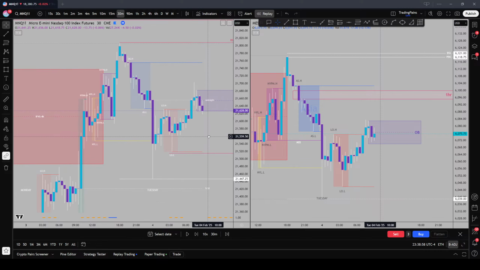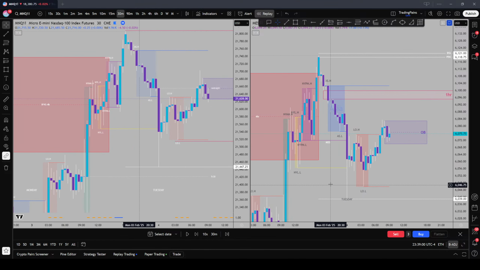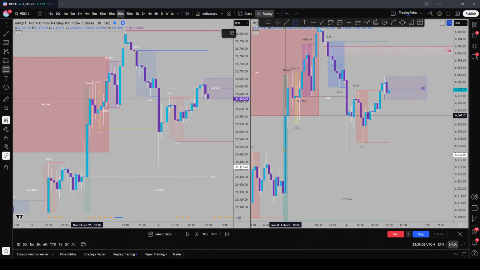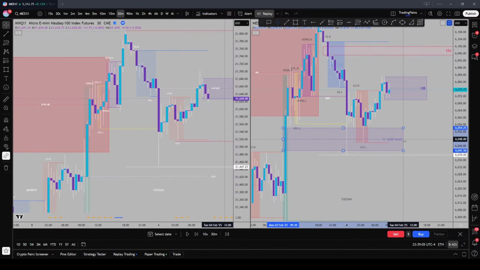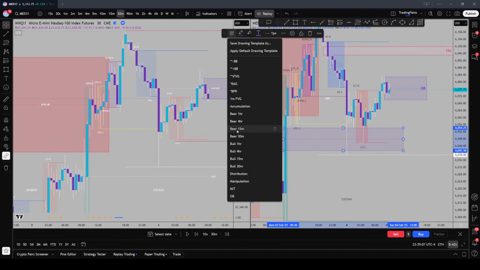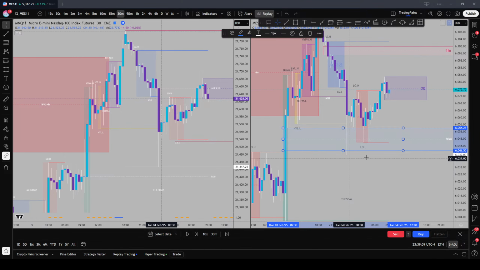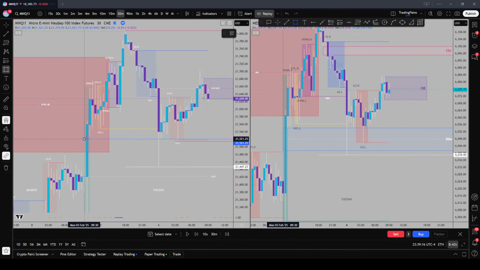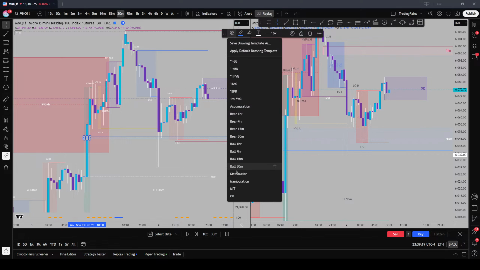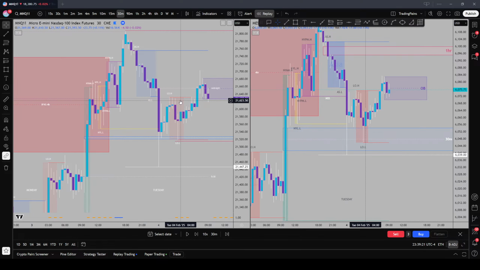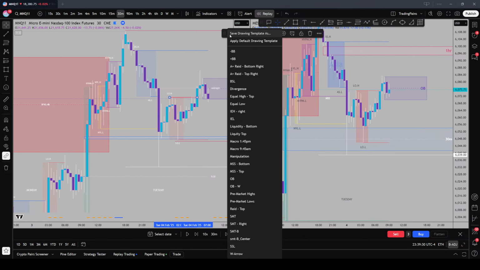So here, it came down. It tapped into this 30-minute, so we have a higher time frame PD array. This one actually has a really tiny higher time frame PD array of 30 minutes. So here it tapped twice. It made a market structure shift right here.